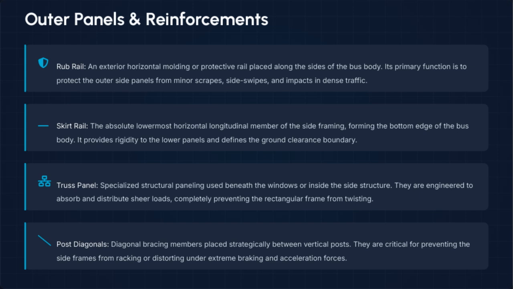Its primary function is to protect the outer side panels from minor scrapes, side swipes, and impacts, particularly in busy traffic environments. It acts as a first line of defense against everyday bumps and knocks. Together, these components are vital for ensuring the bus remains strong, stable, and well protected throughout its service life, fitting into the overall theme of building a safe and reliable vehicle.